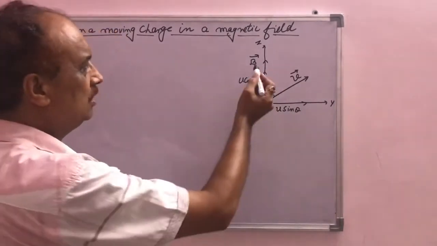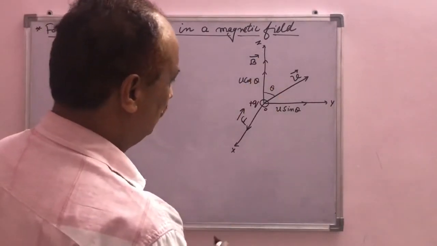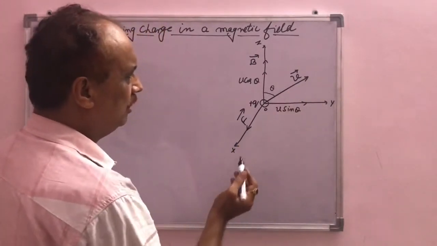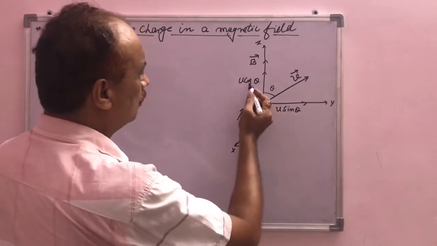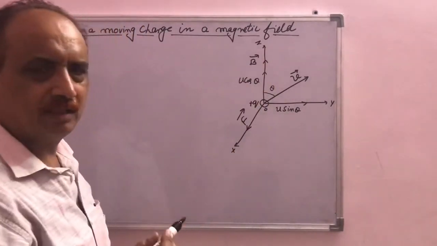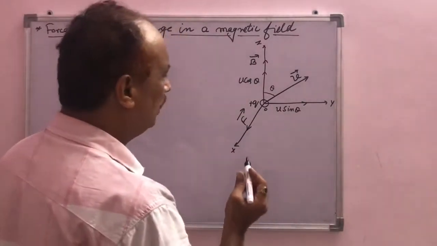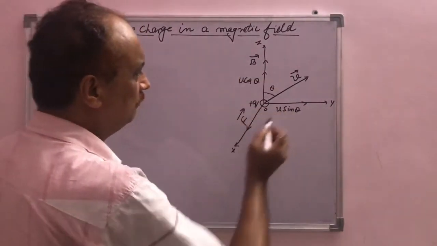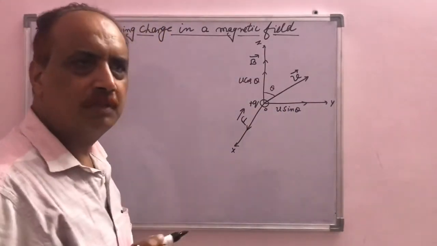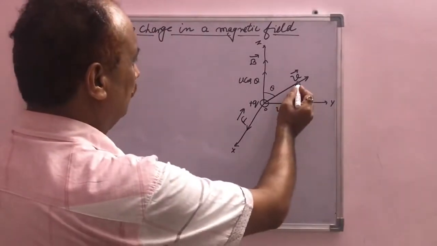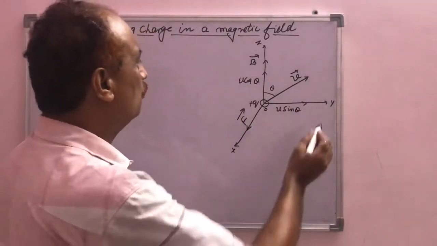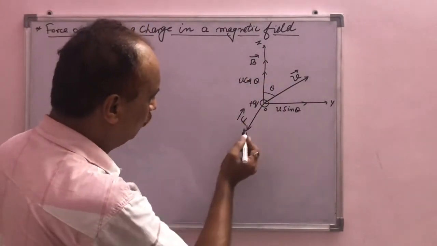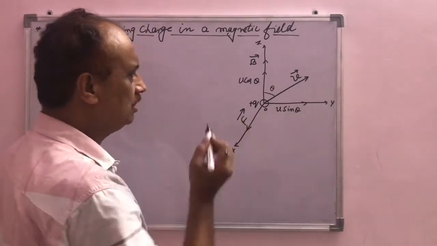B. Here B is acting along the z axis, and when we write the components of the velocity v, we can write v cos theta, which is parallel to the direction of the magnetic field B, and v sin theta component along the y axis. So v cos theta and v sin theta are the components of the velocity of the charged particle moving in the yz plane. Now a force is acting on this charged particle Q. It is along the x-axis. Say it is equal to F.